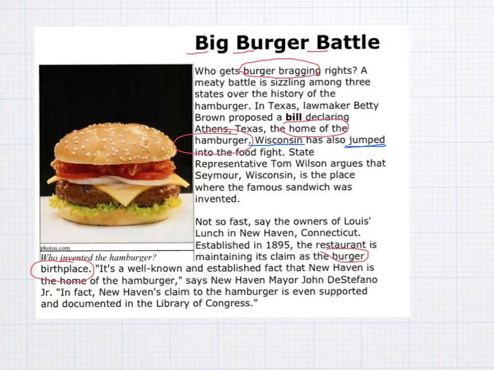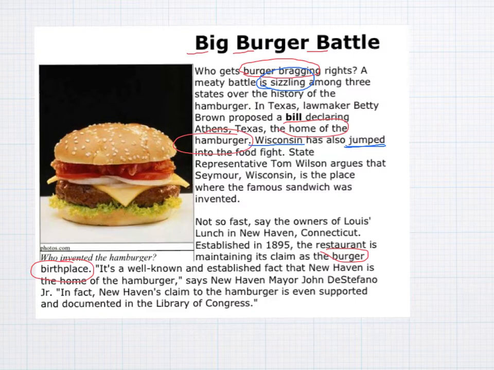Now I also found an example of an onomatopoeia. Remember we said onomatopoeias are words that sound like how they would really sound in real life. Now, this one isn't a jumping out at you kind of thing, but in the first sentence it said, the battle is sizzling amongst 3 states over the history of the hamburger. Sizzling is kind of an onomatopoeia, I would think. Because when you say the word sizzle, you kind of get that sound of how if you were really sizzling something, maybe on the stove, you would get that same kind of sound when you say it. So that would be a good example of an onomatopoeia.